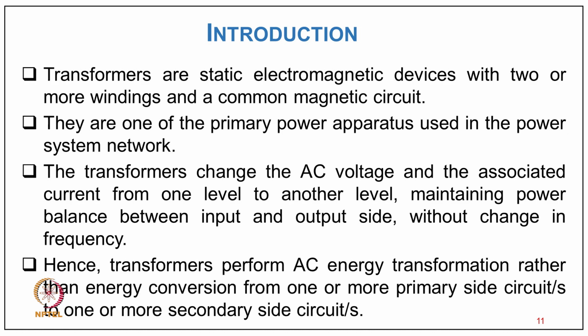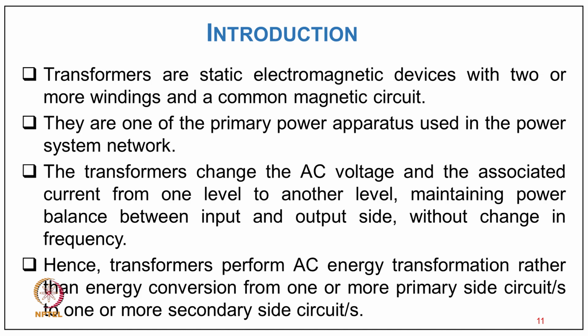So transformers are static electromagnetic devices with two or more windings and a common magnetic circuit, and they are one of the primary power apparatus used in the power network. The transformer changes the AC voltage and the associated current from one level to another, maintaining power balance between the input and output side without change of frequency.